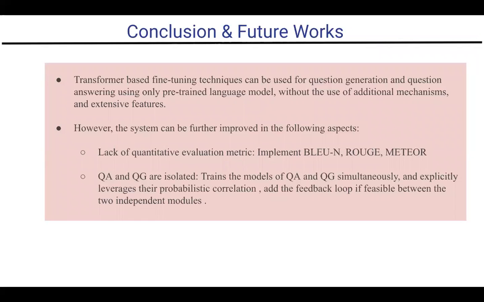For our future work, we propose implementing quantitative evaluation metrics, for example BLEU, and also to train both the QA and QG models simultaneously to explicitly leverage their probabilistic correlations.